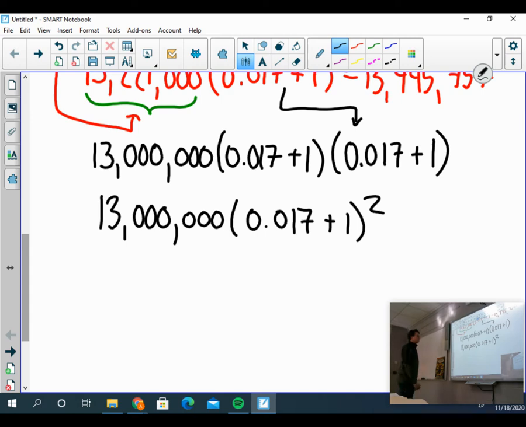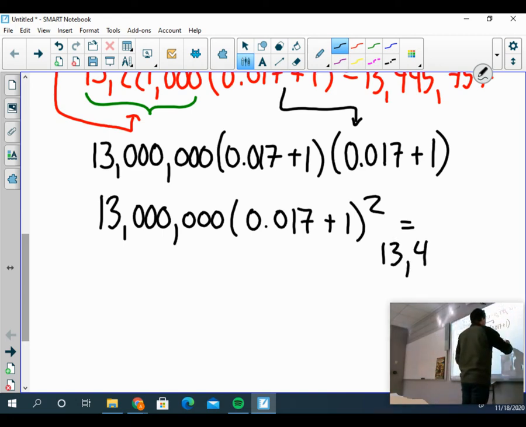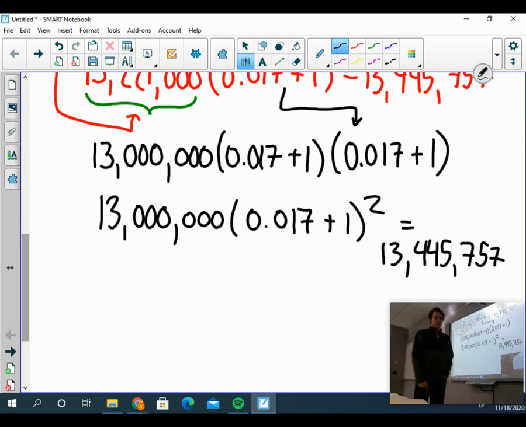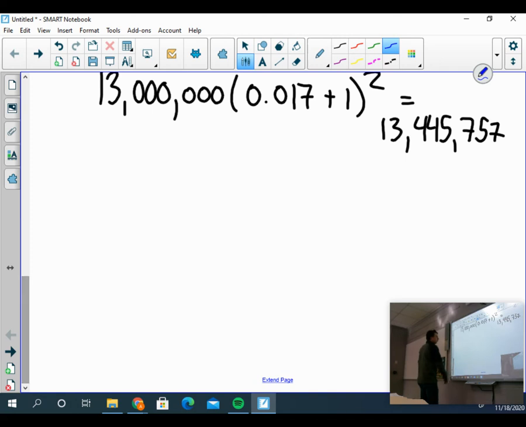Just like that. Again, if you don't believe me, if you would apply the exponent and then do the distributing, you will get your answer of 13,445,757. So why am I doing this? Here's the point. Let me summarize what we've done so far.